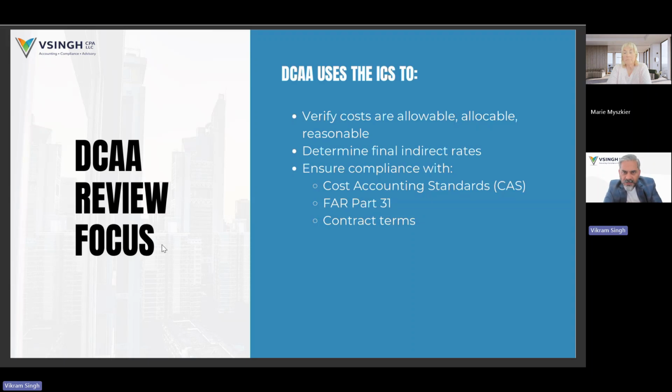DCA uses ICS. What is the purpose of it, right? The focus is really on FAR Part 31. End of the day, what DCA is really looking for is, can the contractor explain the allocation of the cost? Can the contractor explain the reasonableness of the cost? Is it allocable? Is it allowable? Are there any unallowable costs within the incurred cost?